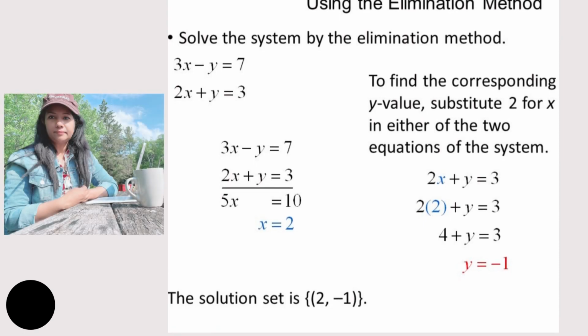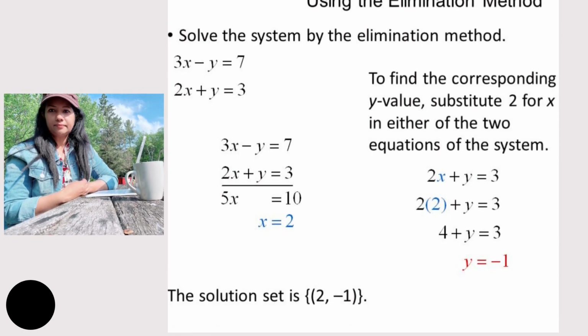Now the elimination method: solve the system by the elimination method, find the corresponding y value, and substitute 2 for x in either of the two equations of the system. If you see here, 3x minus y equals 7, 2x plus y equals 3, so x equals 2, and y equals minus 1. The solution set is 2 for x and minus 1 for y.